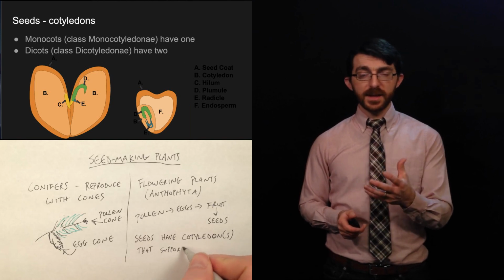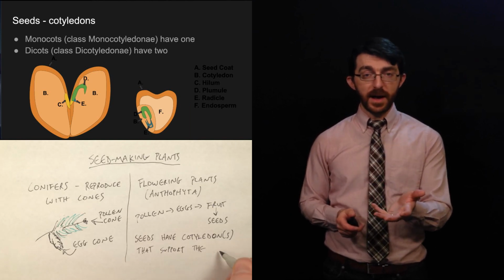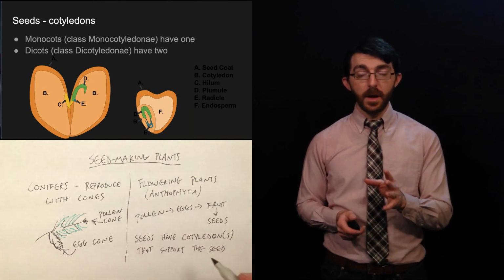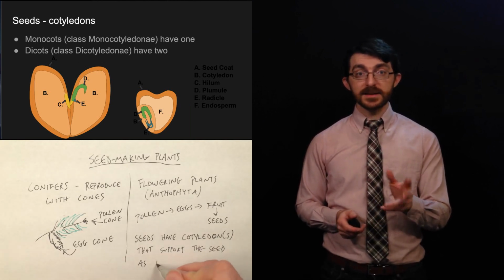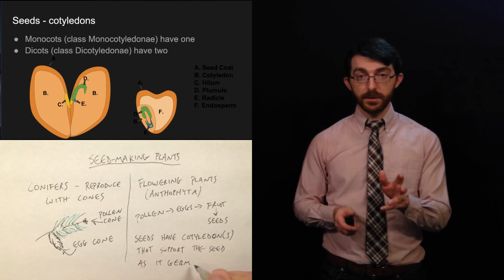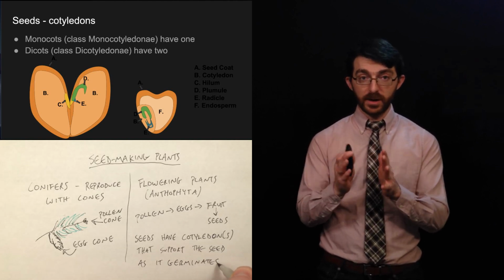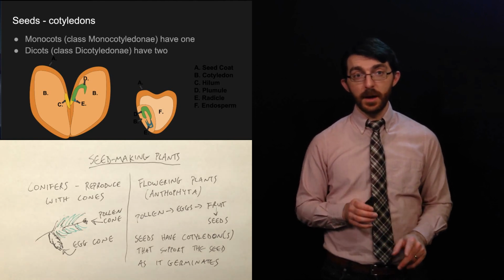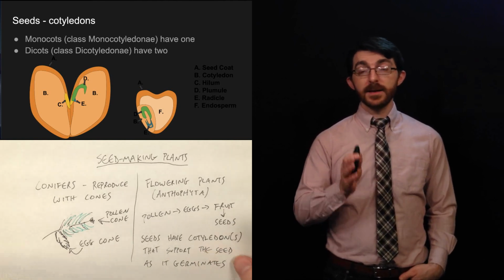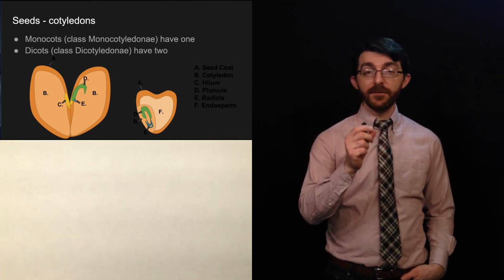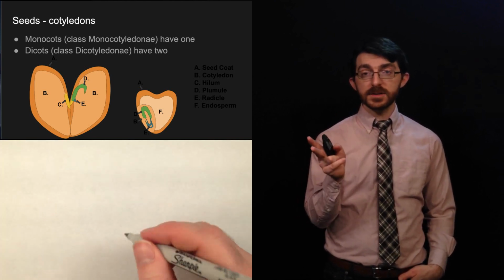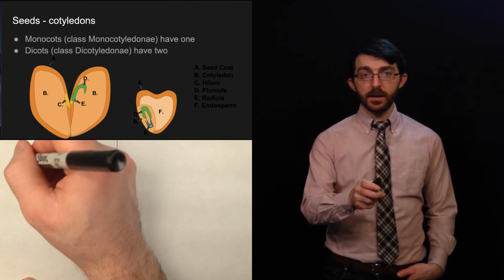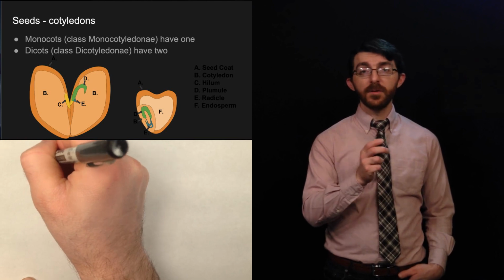So plants can be characterized and classified by the cotyledons that they have in their seeds. Monocots, that would be class Monocotyledonae, so the cot part of monocot is short for cotyledon. They just have one cotyledon in their seeds. Dicots, that would be class Dicotyledonae, they have two. Two cotyledons versus one cotyledon. That is an important distinction to make between classes of plants.